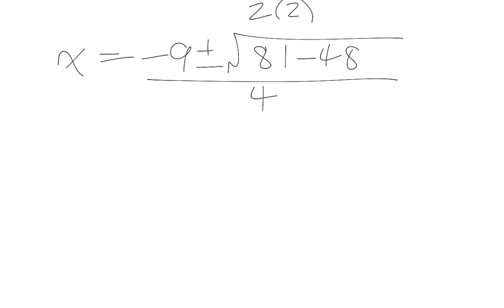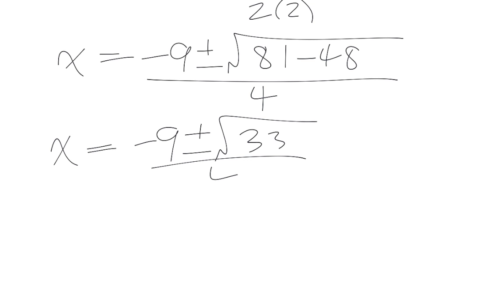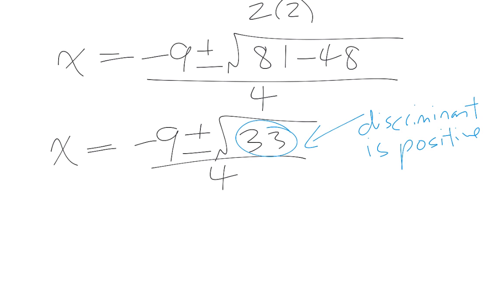Alright, let's continue simplifying this. Negative 9 stays the same. Let's simplify what's underneath the square root sign. 81 subtract 48 is 33. You should realize that the discriminant is positive, which means there are two real roots. In other words, there are two solutions.